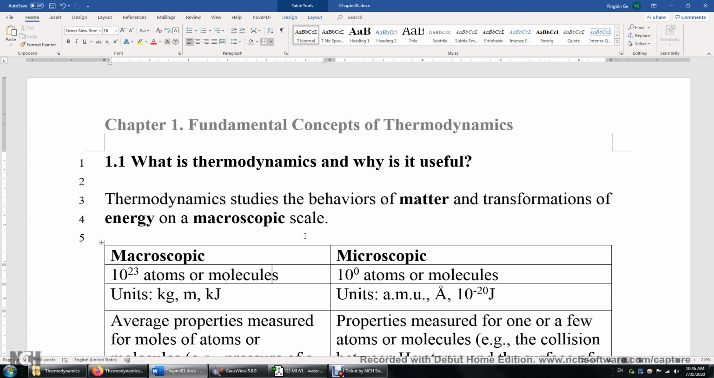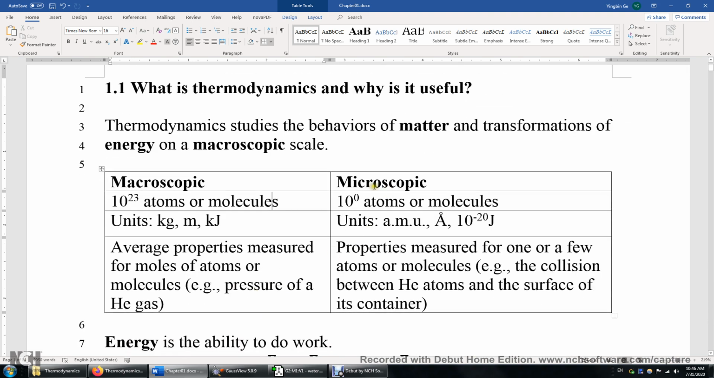So, matters include gases, liquids, and solids. Transformations of energy include the conversion between potential energy and kinetic energy, or conversion from one form of potential energy to another form. What does macroscopic scale mean? Let's compare macroscopic and microscopic side by side.